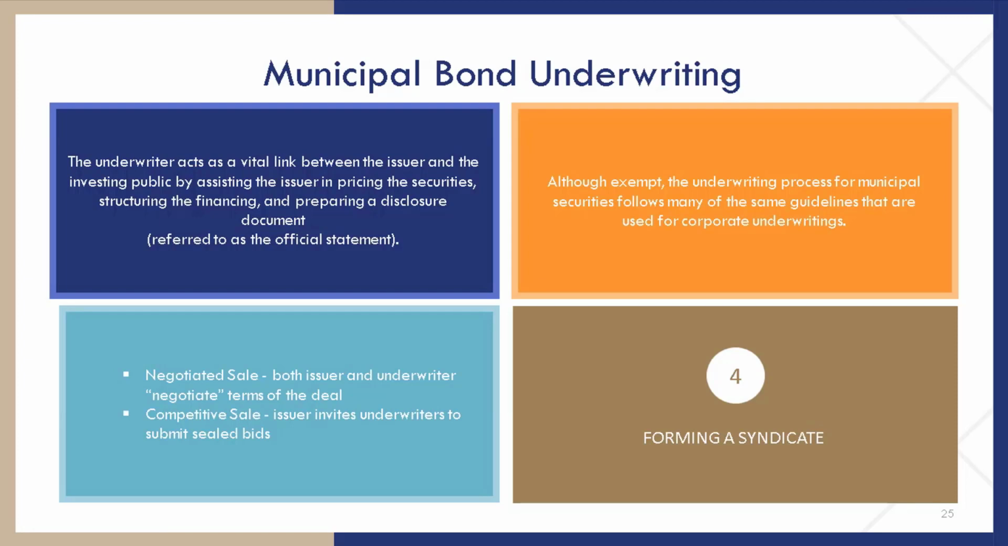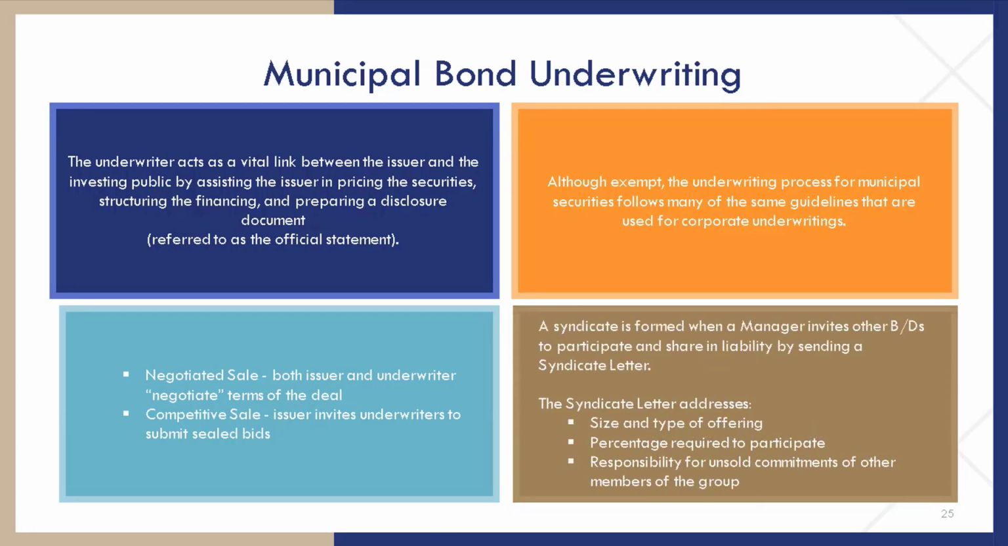And forming the syndicate. A syndicate is formed. Why? What is a syndicate? Why is it formed? A syndicate is a group of broker-dealers that get together to underwrite an issue.